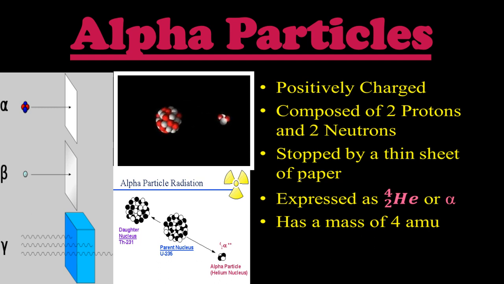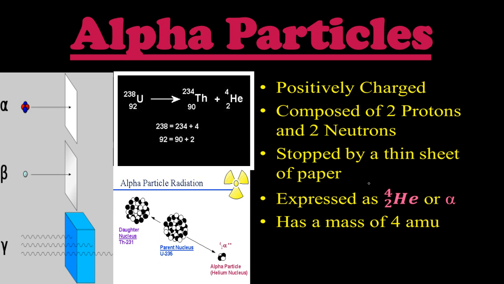So alpha particles, they are positively charged. They're composed of 2 protons and 2 neutrons. We know that it's positive charge because a proton is positive and a neutron doesn't have any charge. So that would mean that it's positively charged. There's no electrons with alpha particles. The thing is, alpha particles are kind of weak. They can be stopped by a thin sheet of paper.